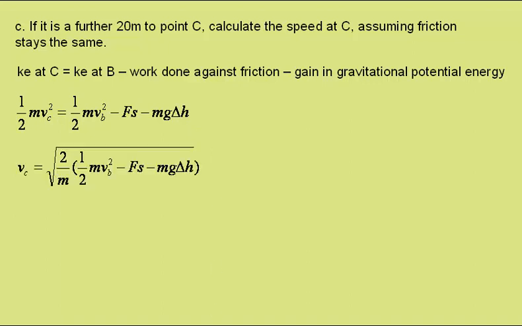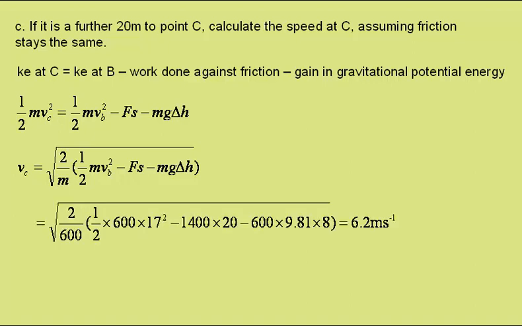So, rearranging for the speed at C, we get this, and if we put in the numbers for mass and gravity and change in height, we get a speed at C of 6.2 meters per second.